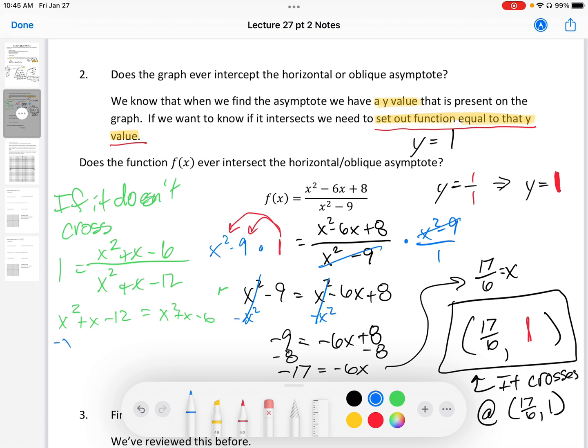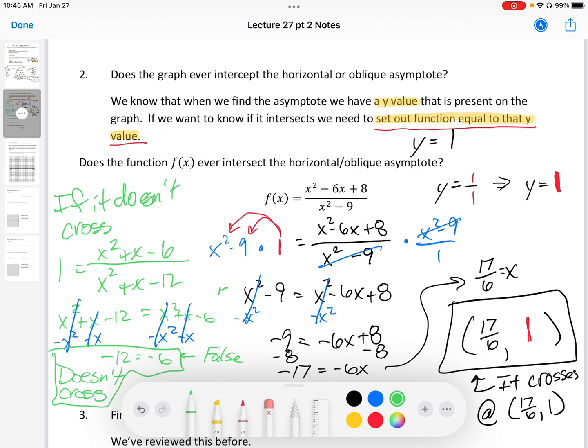So I need to solve this. Subtract x squared, subtract x squared, subtract x, subtract x. And when I do that, all of these cancel, and I end up with negative 12 equals negative 6, okay? Now that is not true. That is false, okay? So if you get something that is false, meaning it's not true, then that means that it doesn't cross, okay? So if you see something like this, that is how you know that it does not cross the horizontal or oblique asymptote, okay?